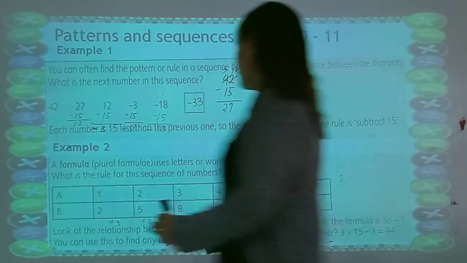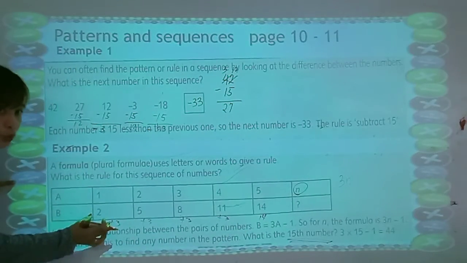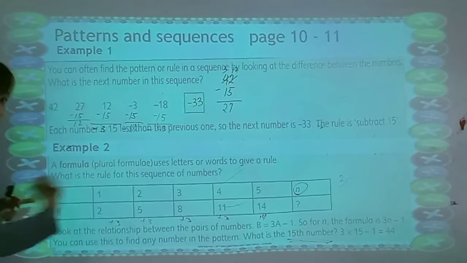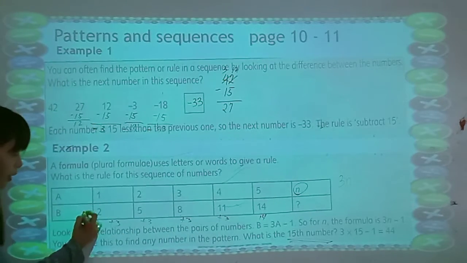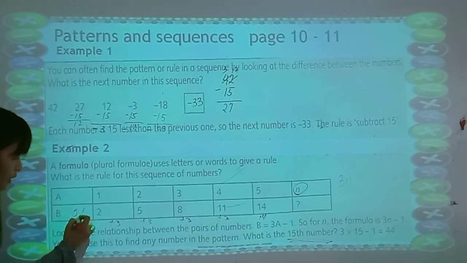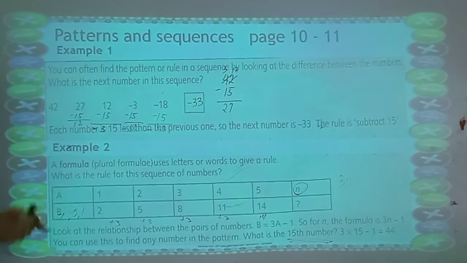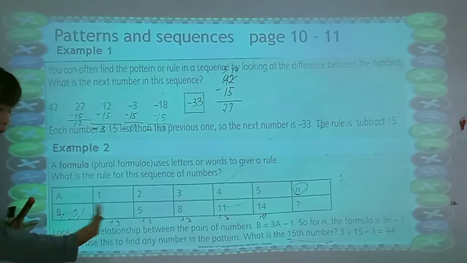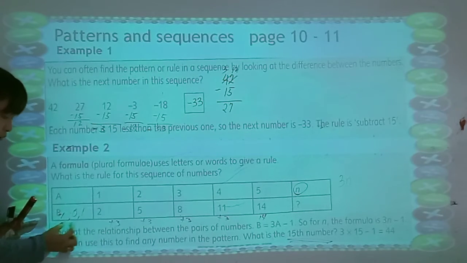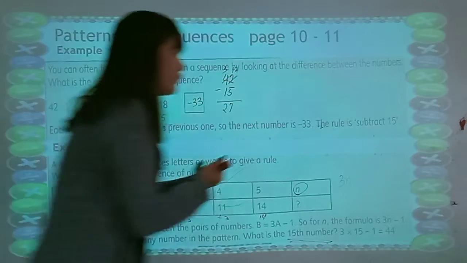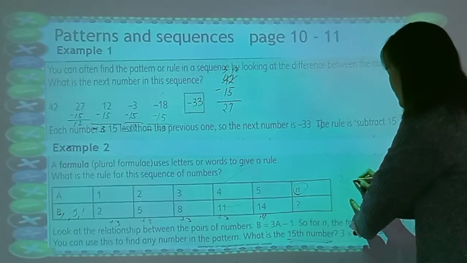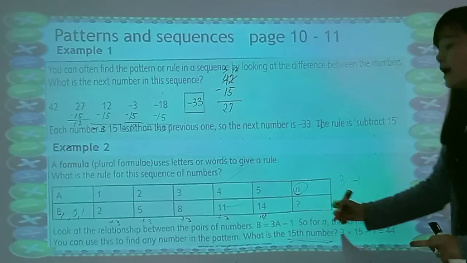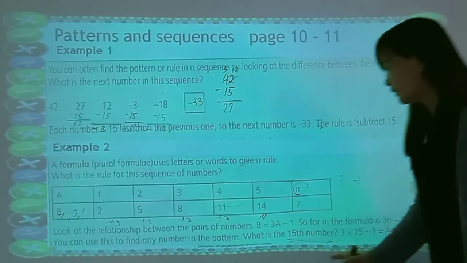And then look, from here to here, we need to add 3s. And then for the previous number, from 2 we have positive 1, 0, and negative 1. So you can see 1, 2, 3. For the previous number we also need to subtract by 3. So the previous number is negative 1. Therefore, the formula that we are going to use is 3n minus 1. This is the formula we are going to use to find the 15th number.